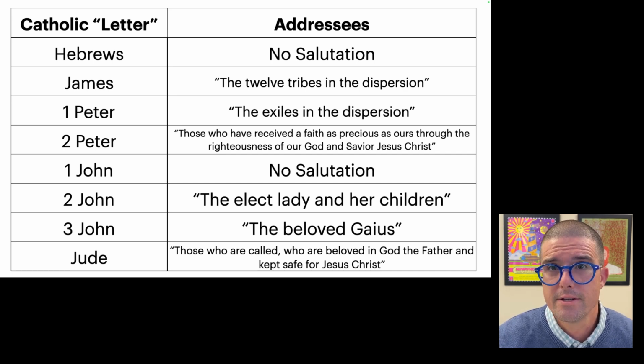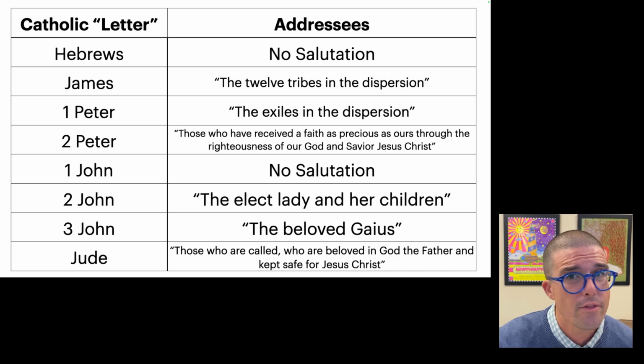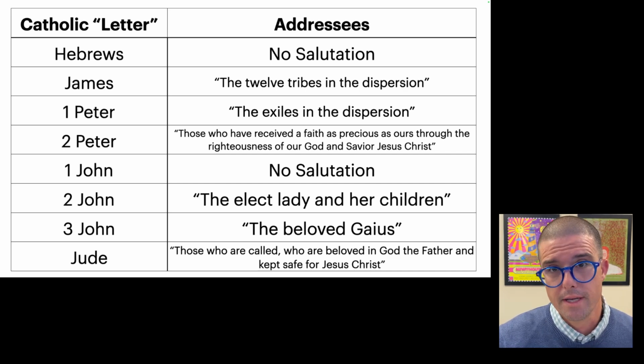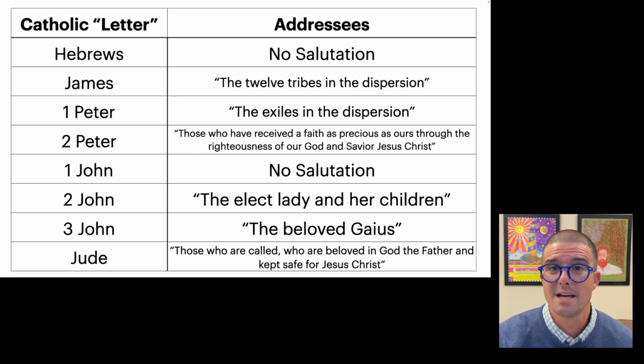Not all the Catholic letters have the salutations that are part and parcel of ancient letters, but the ones that do address a general rather than a specific audience. They are neither addressed to individual people, with the exception of 3rd John, which is written to someone called Gaius, nor are they written to particular locations. James and Peter address the tribes and exiles in the dispersion. The dispersion is the diaspora, those spread throughout the world.